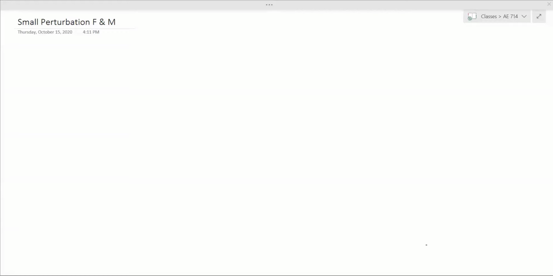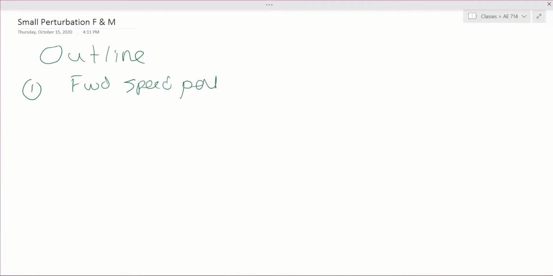So here's our outline. And the first variable we're going to look at is a forward speed perturbation. So that's little u. So that's the first variable in our list.